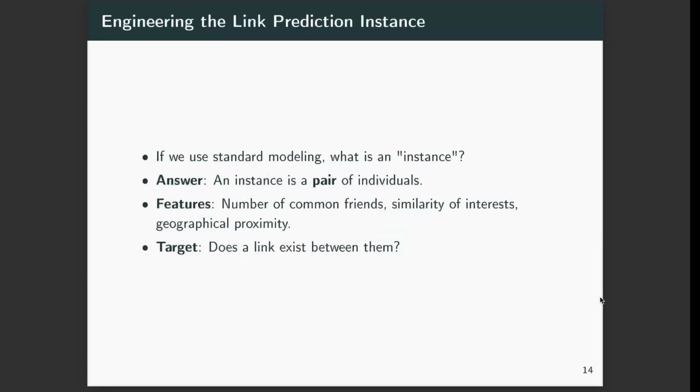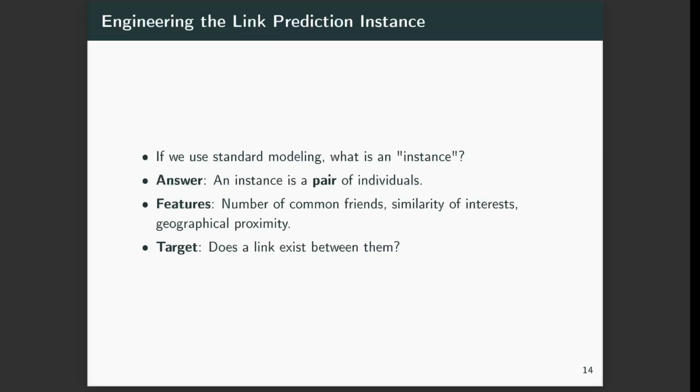When we decide to treat link prediction as a standard supervised learning problem, we immediately face an interesting question. What is an instance? In a standard classification problem, an instance is a single entity: a customer, a patient, an email. But here, we are not predicting a property of a single entity. We are predicting the existence of a relationship between two entities. So what should an instance look like? The answer, as the slide tells us, is that an instance is a pair of individuals.